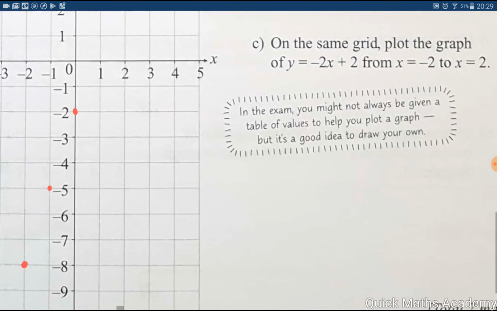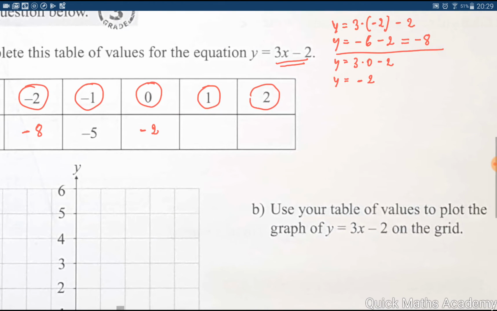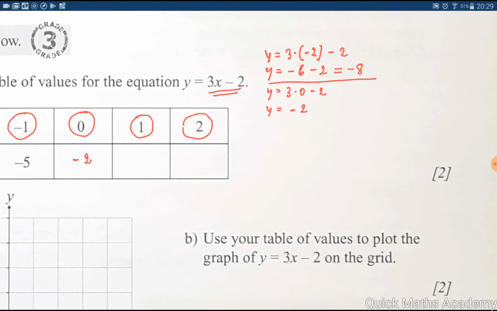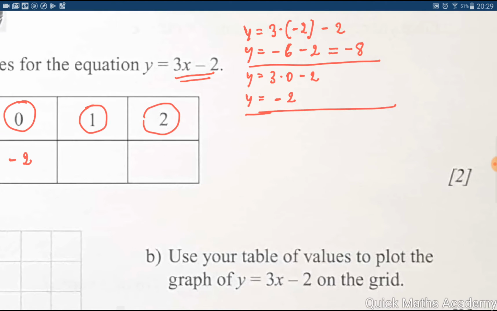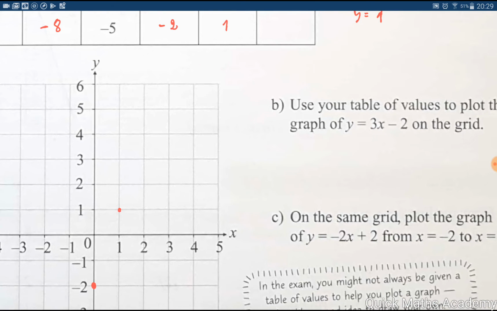So you can see that we already can draw the line. We just need 2 dots to draw a line. We don't need more, but still we are going to fill all the table as they ask for it. If my x is 1, my y will be 3 times 1 minus 2. So my y will be 3 times 1 is 3, 3 minus 2 will be 1. So the point is 1, 1. Let's draw it. 1, 1.